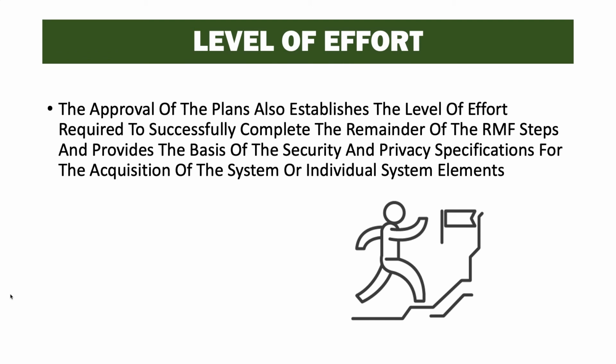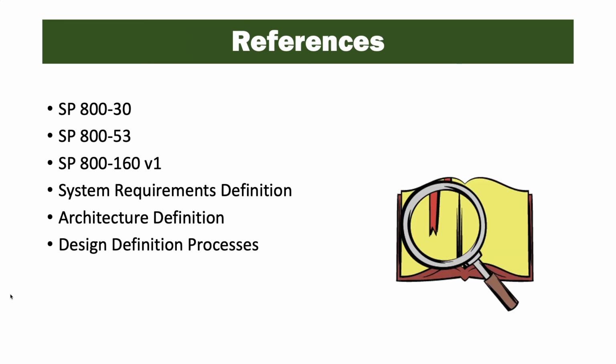The approval of the plan also establishes the level of effort required to successfully complete the remainder of the RMF steps and provides the basis for the security and privacy specifications for the acquisition of the system or individual system elements. Establish how much work we're going to put into the system. So lower impact systems may have a lower level of effort, and higher impact systems, of course, will have a higher level of effort. And of course, that equates to resources, including personnel working on the system and cost to build the system. References for this task include 800-37, 800-53, 800-160 Volume 1, System Requirements Definition, Architecture Definition, and Design Definition Processes.